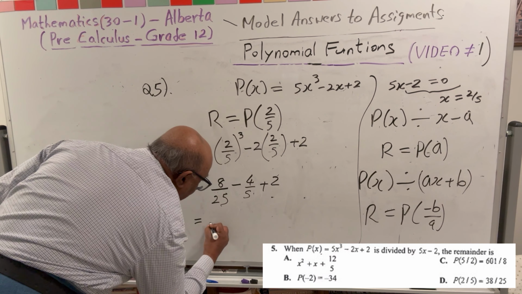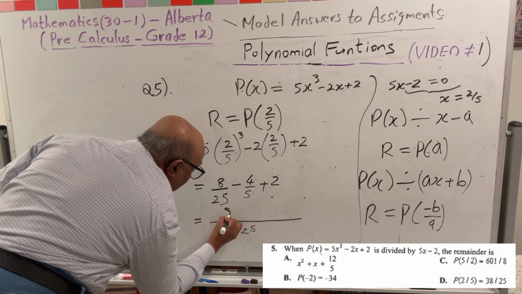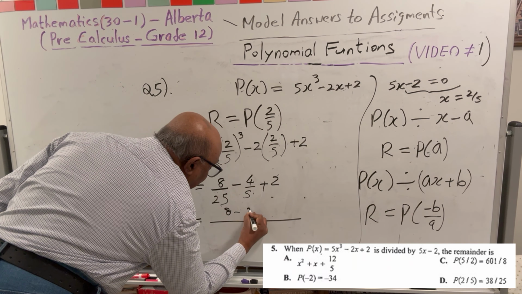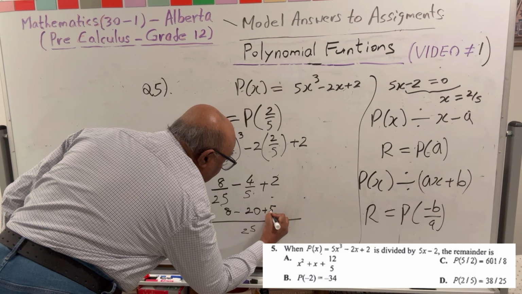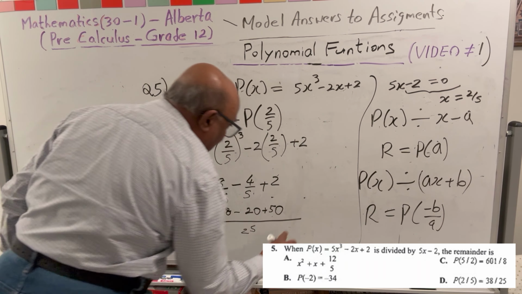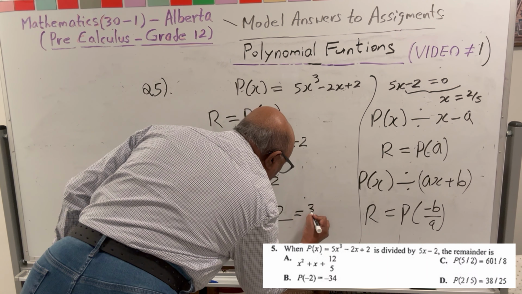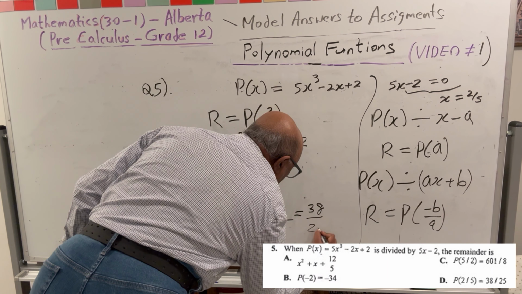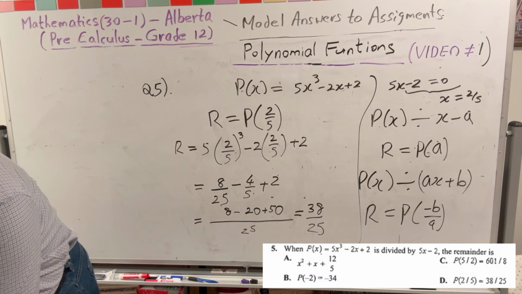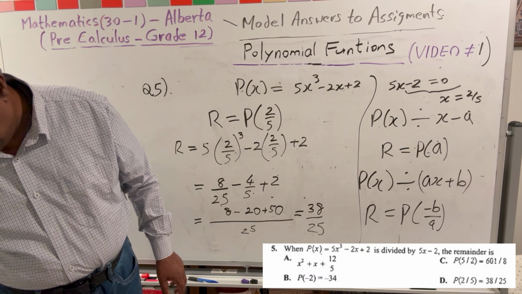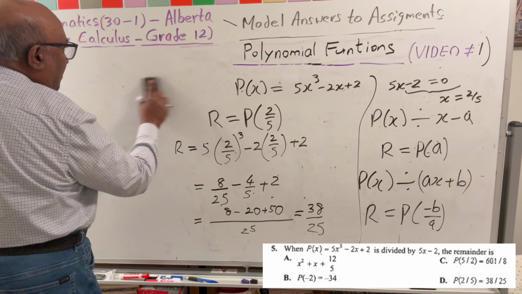Okay, let's make the common denominator, that is 25. 8 minus 20 plus 50. Okay, what's the answer? 38 divided by 25. This is the answer. The remainder is 38 divided by 25. Yes, the answer is D. Answer is D.